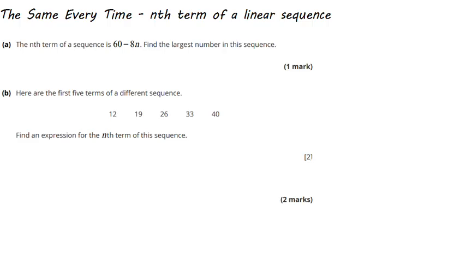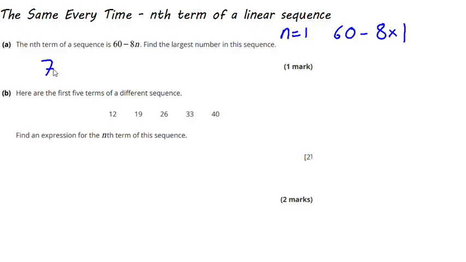Part A, the nth term of a sequence is 60 minus 8n. So in this case, they are giving us the nth term formula. Find the largest number in this sequence. Well, let's think about how we use the formula to generate the sequence. To get the first term, I put n equals 1 into my formula. So I'm doing 60 minus 8 times 1, 60 minus 8.